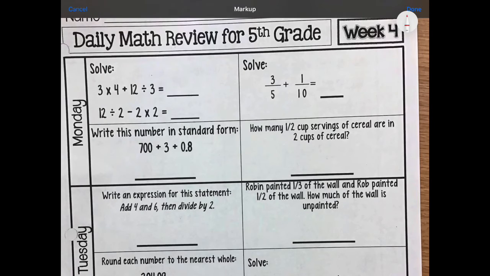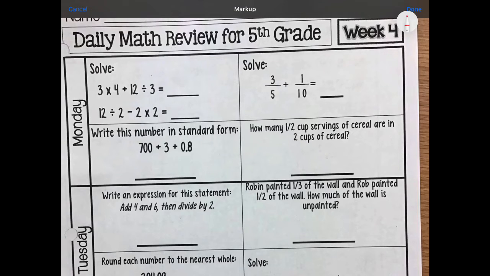So we're going to look at week 4 of our daily math review for 5th grade. We're going to start with our order of operations. And of course, for this first one, we have multiplication, addition, and division. So we know we have to multiply and divide from left to right.